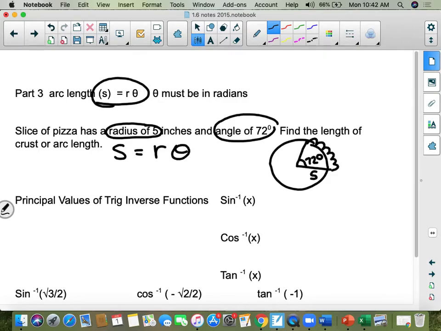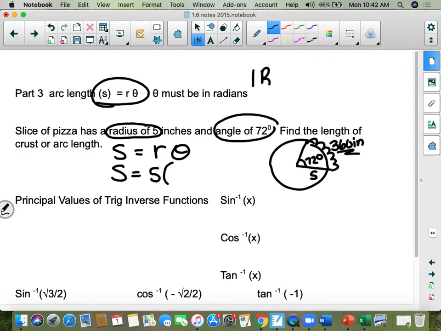S stands for arc length, so you're just going to put S down. You know what your radius is, 5. And if you put 72 down and you do 5 times 72, everybody do 5 times 72, you're going to get 360 would be the inches of the crust, and that doesn't even make sense. It can't be 360 inches when the radius of this pizza is 5.